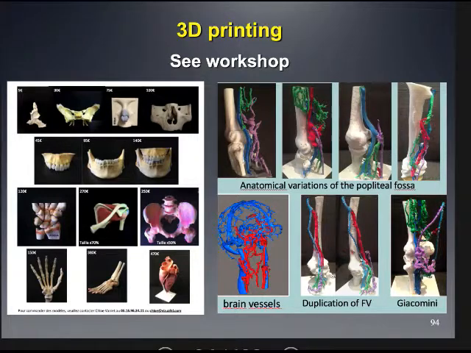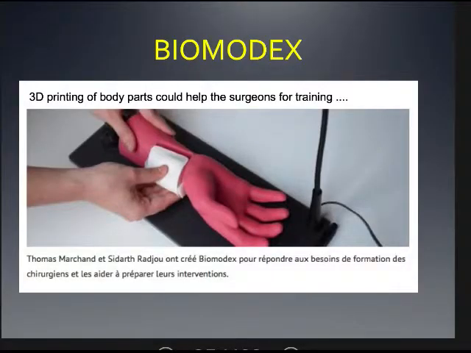Another technique is the 3D printing, and you can see here an example of our collection of the popliteal fossa variation, and you can buy these models, which are very useful for learning anatomy for the young. Another interesting application of this realistic 3D modeling are body parts that could be very useful for surgeons or anesthesiologists for training. This is done by the company Biomodex in France.